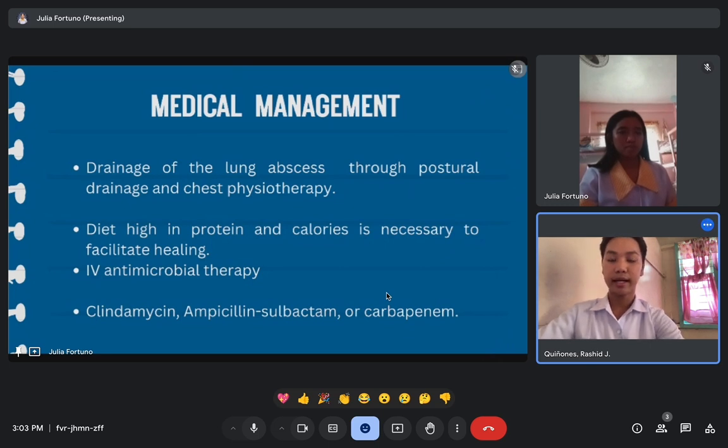Next, a diet high in protein and calories is necessary to facilitate healing. Since there is necrosis, or the damage of the tissues, the demand for protein and calories increases because healing is occurring. And also we have IV antimicrobial therapy and pharmacologic management such as clindamycin, ampicillin sulbactam, or carbapenems.